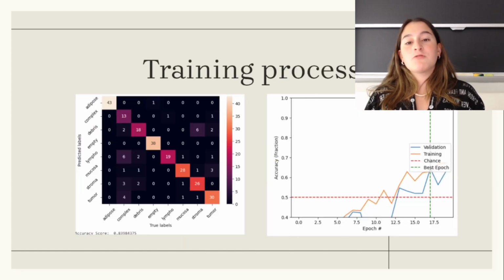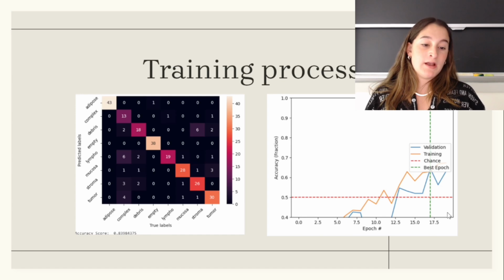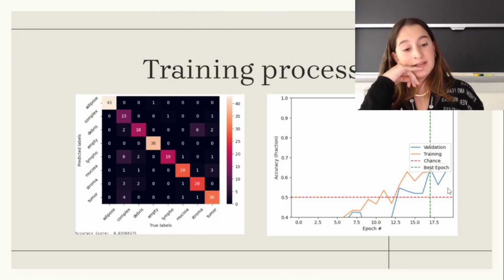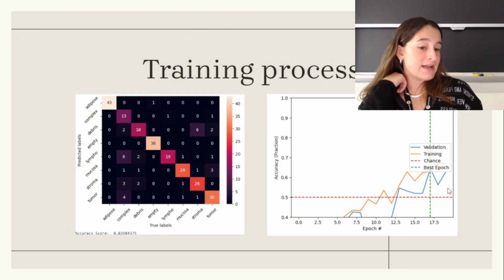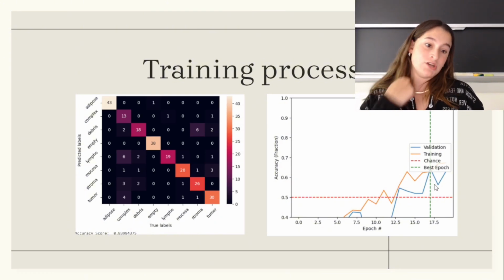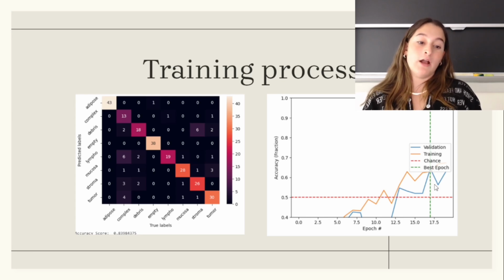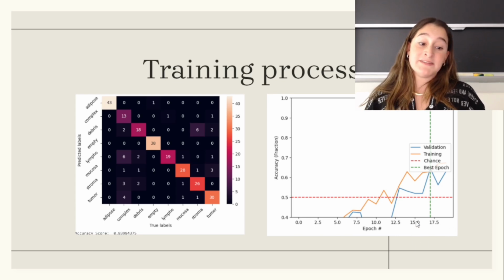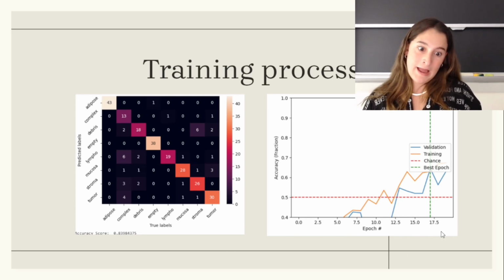So for my training progress, I started by doing a round of 13 epochs. And this is a small graph of what that looked like. As we can see, the best validation and training output I got, which just means the most accuracy I got, was around the 17.5 mark at epochs.